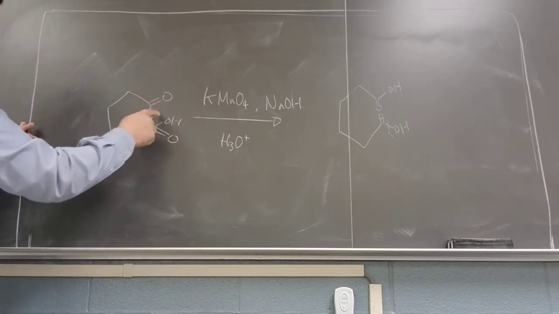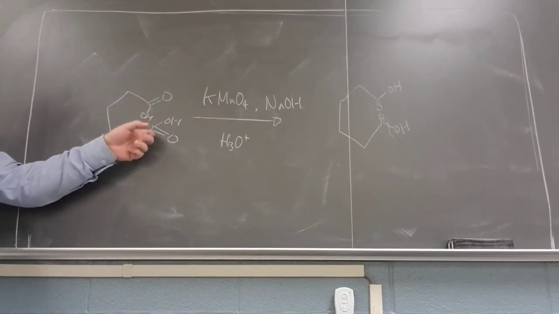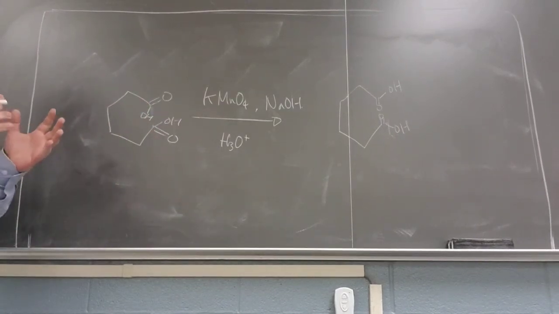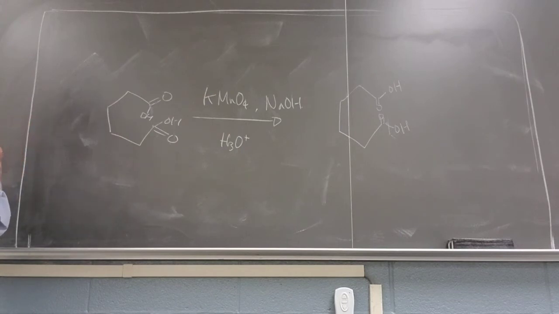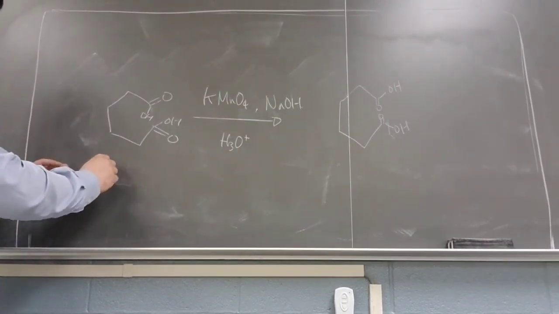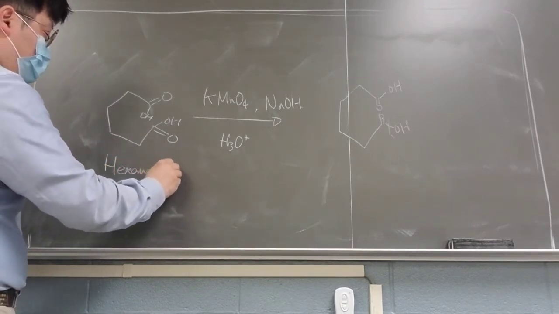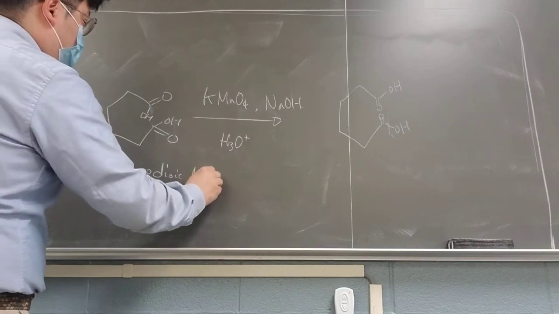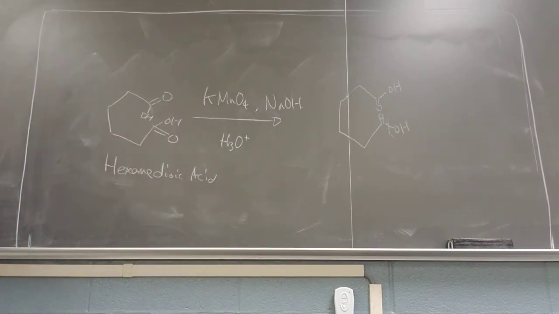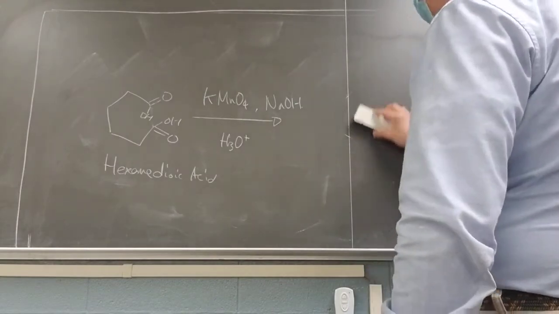So you have two carboxylic groups on these two sides. Okay. So this is very strongly oxidized, very strongly oxidized. So this is a hexanedioic acid. So this is really a strong oxidation.